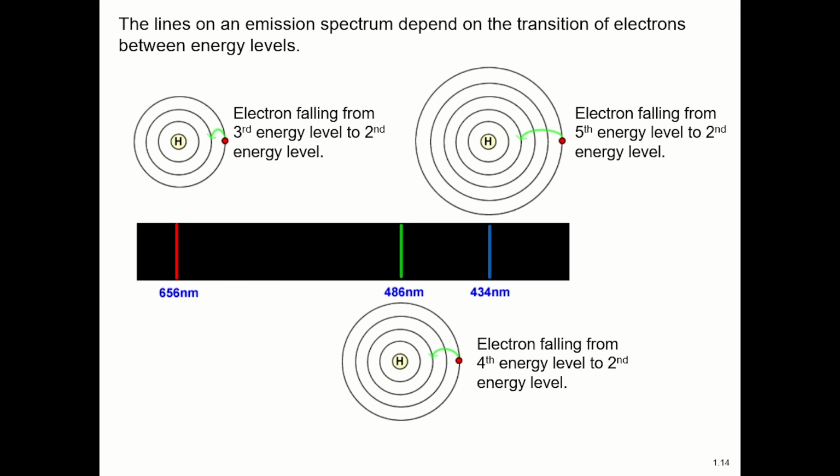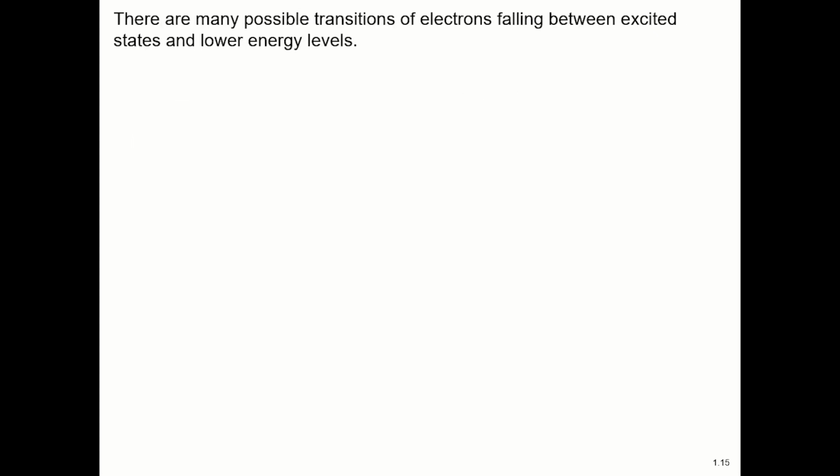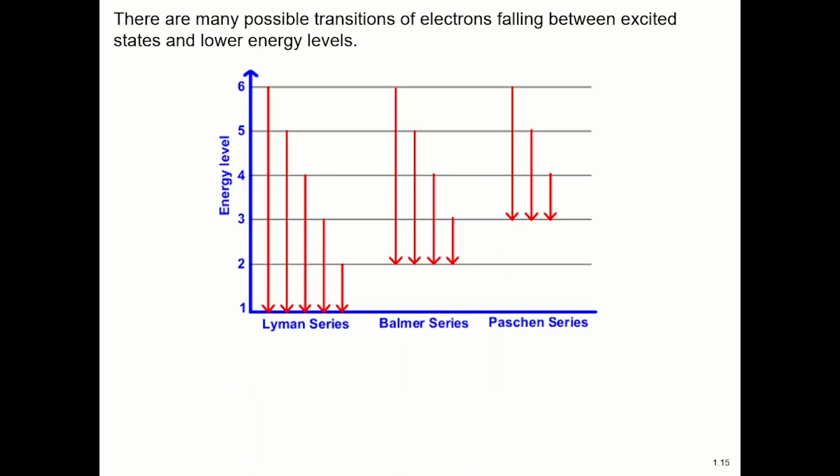Okay, so just showing you there in words, electron falling from the 3rd energy level to 2nd, from the 5th to the 2nd, and from the 4th to the 2nd. So coming from other energy shells going to the 2nd shell of electrons, and that's quite important. There are so many different possible transitions, and they can go between these excited states and lower energy levels.